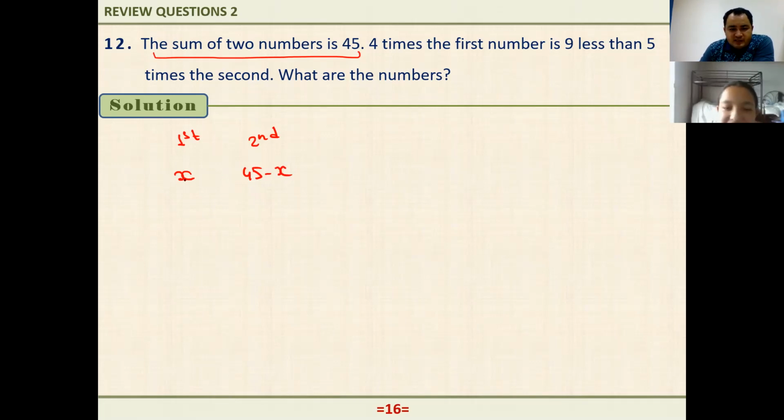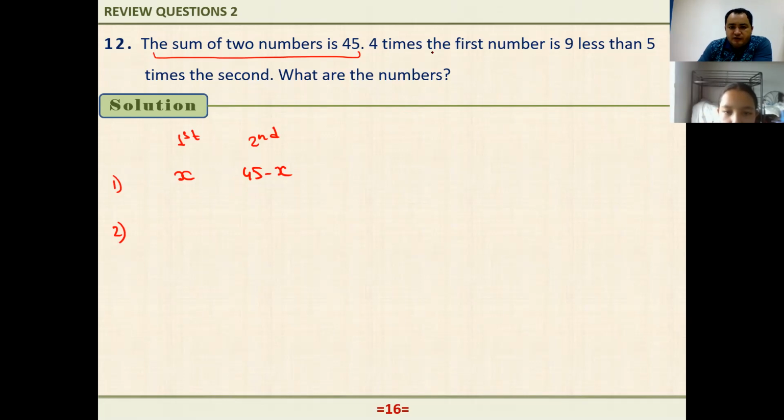If x is 5, 45 minus 5, the second number must be 40, so that their sum equals 45. If this number is 10, 45 minus 10, it should be 35. In general, if the first number is x, the second number should be 45 minus x. If you add them together, x plus negative x equals 0, so that your sum equals 45. Good. That is the first step.